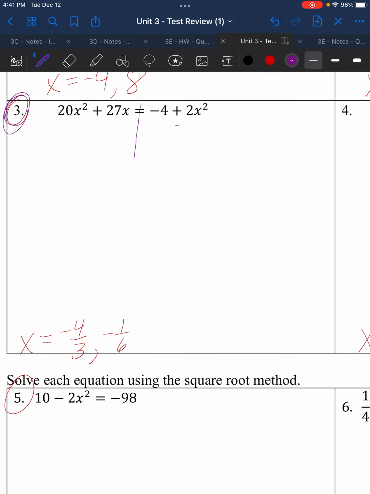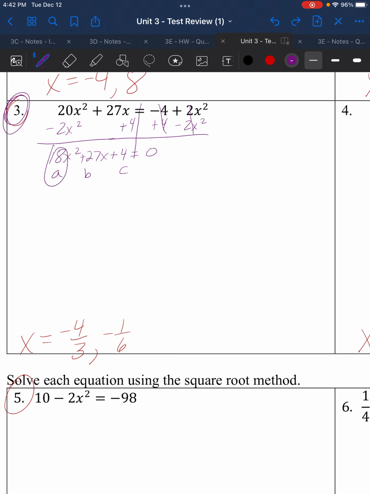All right, so number 3. For this, I need to get my like terms together to get the equation in standard form. So I have my x squareds together. I need to bring my constant over to the left side to be with the other terms. And oh my goodness, I put a plus. Getting late. So minus 2x squared. And we have 18x squared left plus 27x plus 4 equals 0. So it's in standard form.